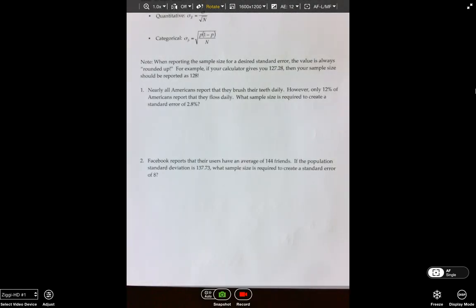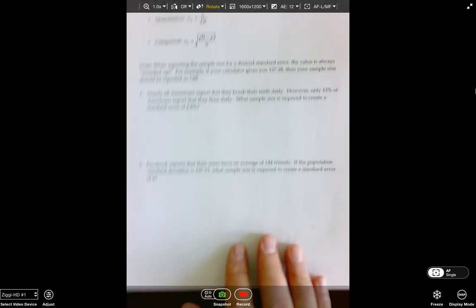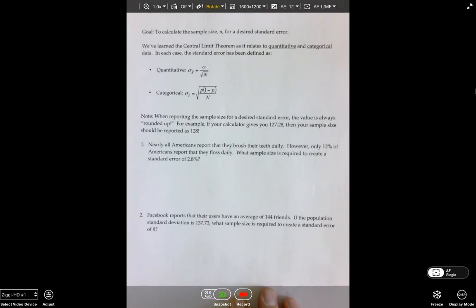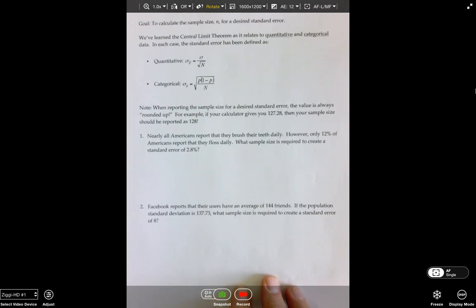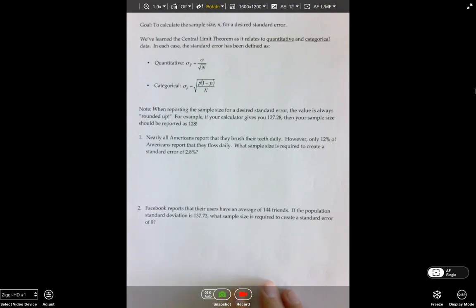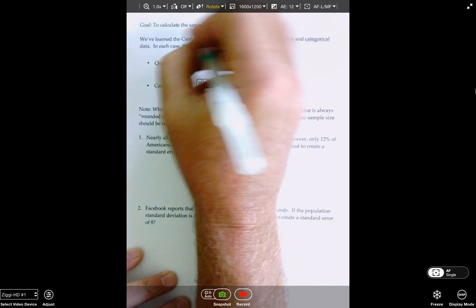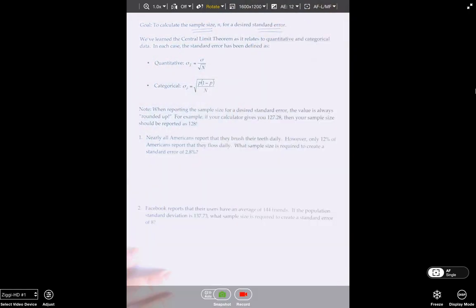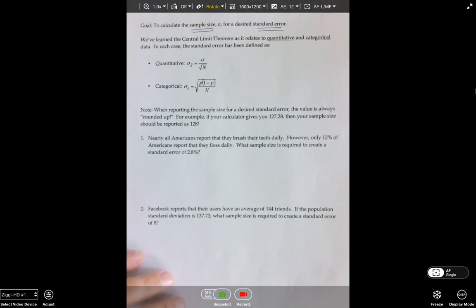All right, gang, last page. Drum roll, please. Because you're going to have these problems on your midterm. You're going to have these problems on your final exam. You're not going to have these problems on Hawks. Hawks doesn't get into these types of problems of finding a sample size to create a desired standard error. So I'm giving it extra attention here because you're going to run into these next Tuesday. Well, whenever your midterm is.